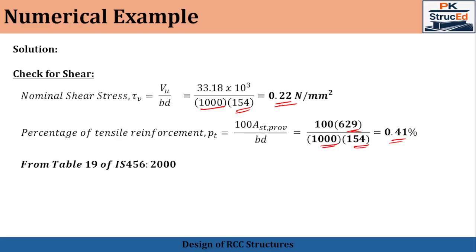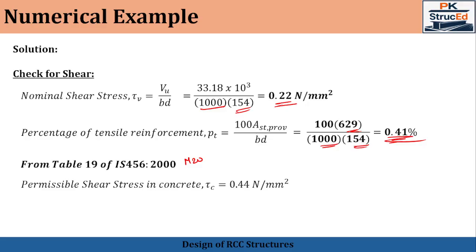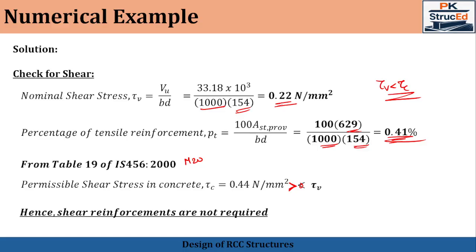And from Table 19 of IS 456, for M20 grade concrete and the percentage of tension reinforcement as 0.41, we are getting the tau c value as 0.44 Newton per mm square. And this is the permissible shear strength in the concrete. Now it has been seen that this tau c is greater than tau v. That is, tau v is less than tau c. That is, the calculated nominal shear strength is less than the permissible shear strength, and therefore shear reinforcements are not required.